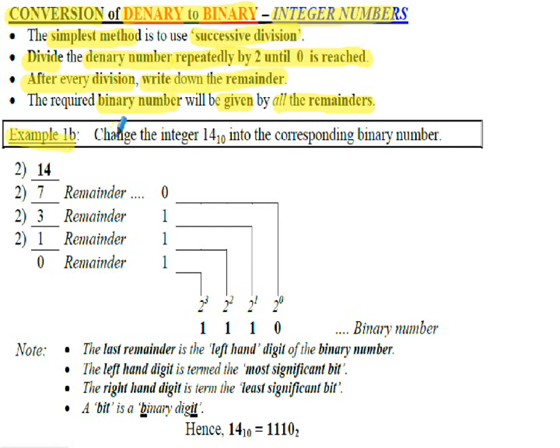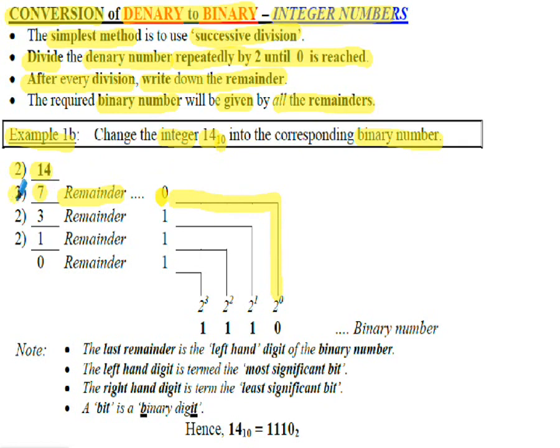So example 1b. We've got to change the integer of 14 in base 10 to the corresponding binary number, that's in base 2. So what we do first of all is take the number 14, the base 10 number, and divide it by 2. So 2 into 14 goes 7 times exactly, so there's no remainder. So 0 remainder in this case. Notice how we write the 0 remainder. We put it under the column heading of 2 to the 0. Then we continue the process.